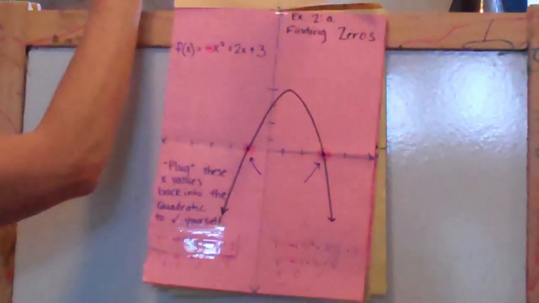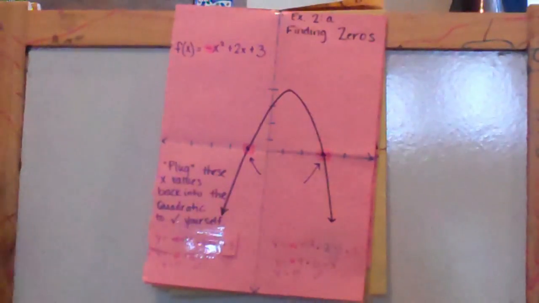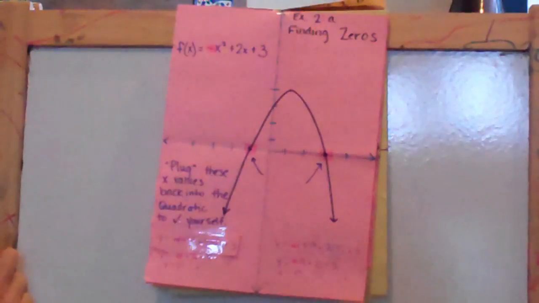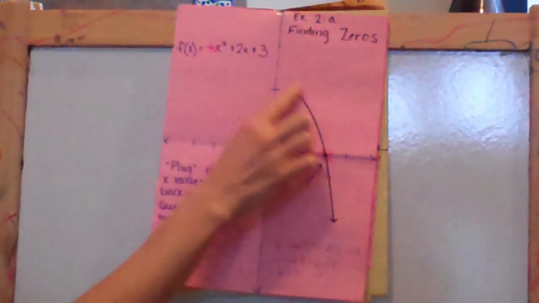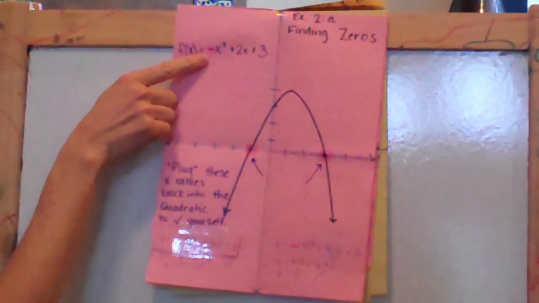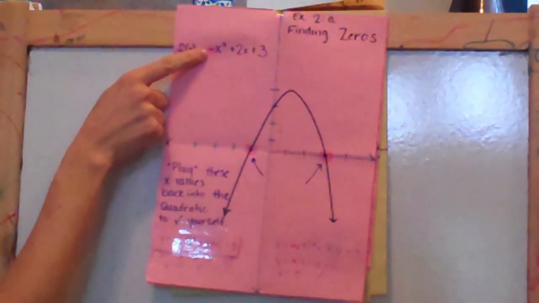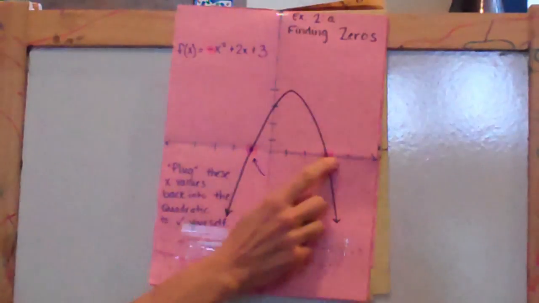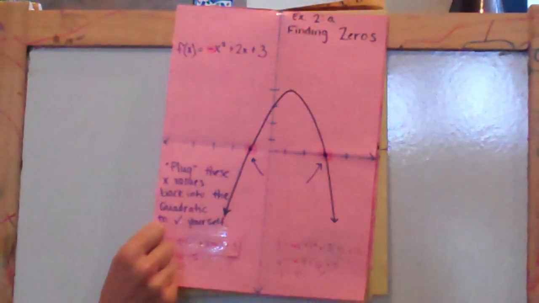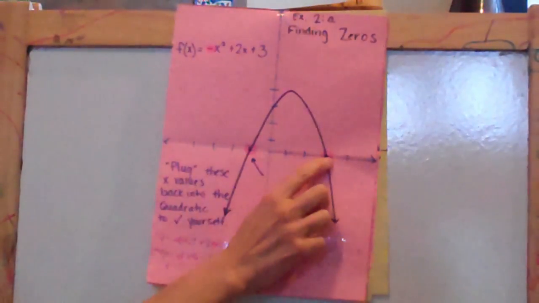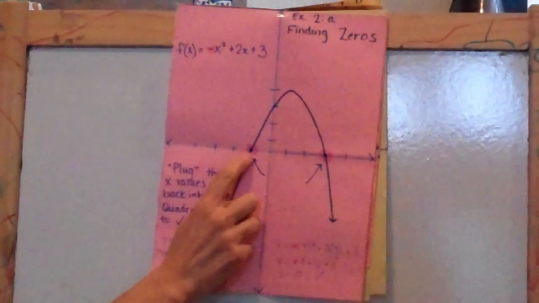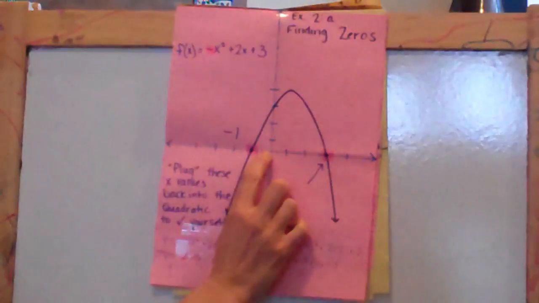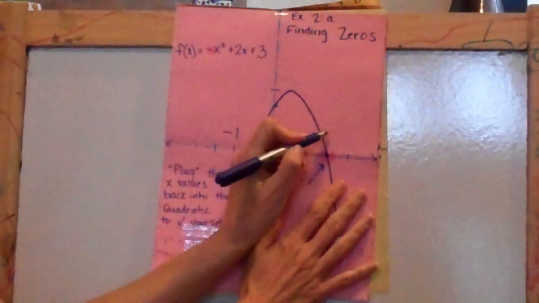Good job. Now let's move on to example 2a, finding the zeros. Again, these are pretty easy. They give us this nice graph, and they're going to give us our quadratic. And if you will notice, it's a negative because it's downward facing. So we just need to pick out our x's right here. When y is 0, what are our x's? Well, this one shows to be -1, and this one shows to be 1, 2, 3.